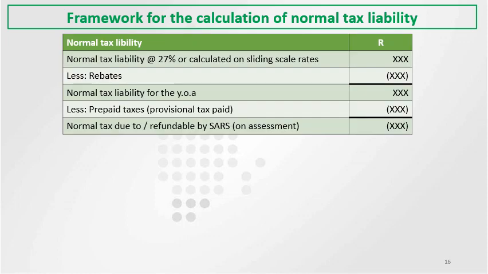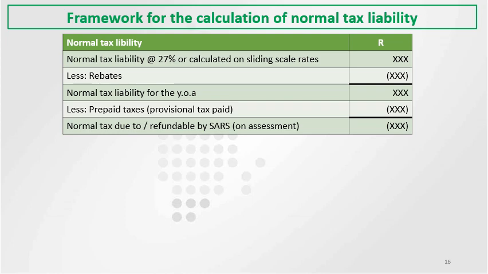Then you also have a framework for the calculation of your normal tax liability. Your normal tax liability starts off with calculating either the normal tax at a fixed rate or on the sliding scale rates. From this, there are some rebates that can be deducted. This, for your purposes, you can ignore because it mainly relates to individuals, and only in your third year or further on you may encounter a specific rebate that can be deducted from normal tax liability. Then this gives you your normal tax liability for the year of assessment.